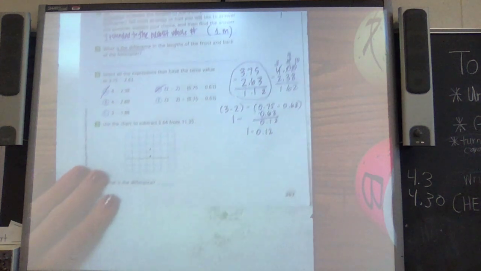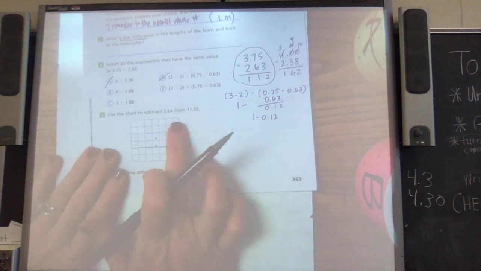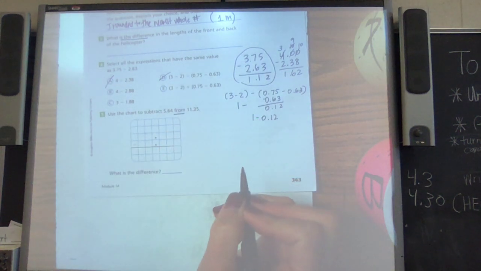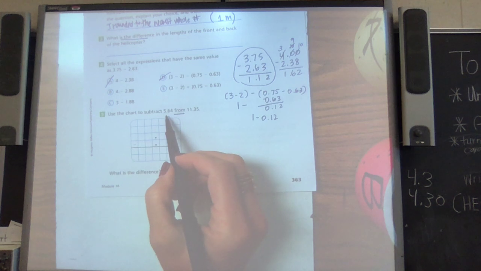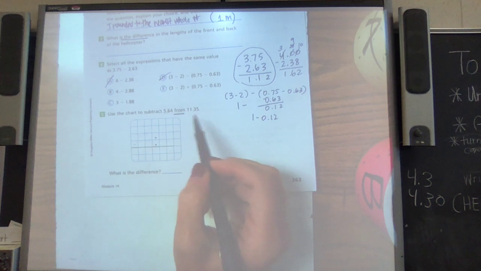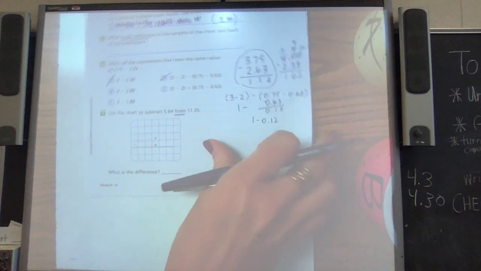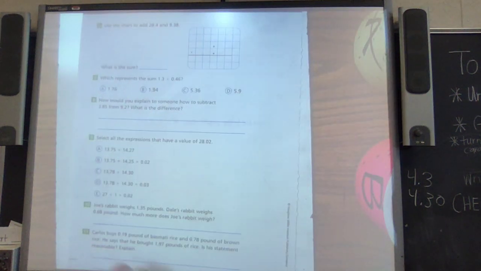All right, use this chart to subtract 5 and 64 hundredths from 11 and 35 hundredths. You're taking this from that. So don't put them in the wrong order and then write the difference. I'm going to let you do that one. And let's turn over.